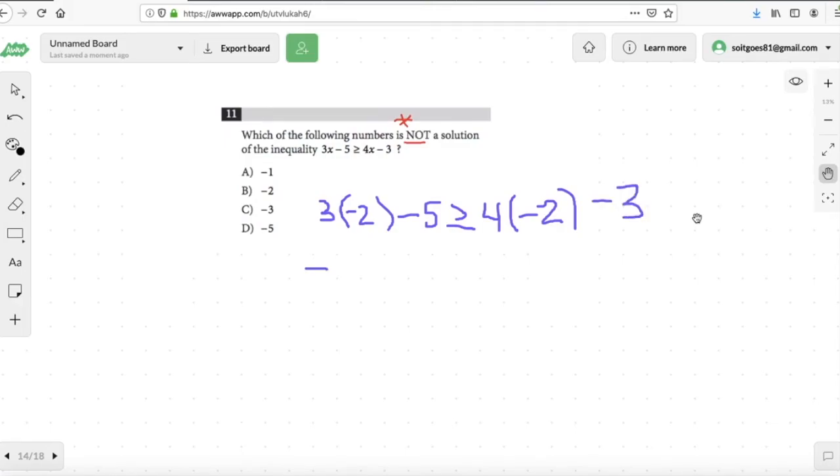Looking very, very good. Looking great. -6, -5. Excellent.